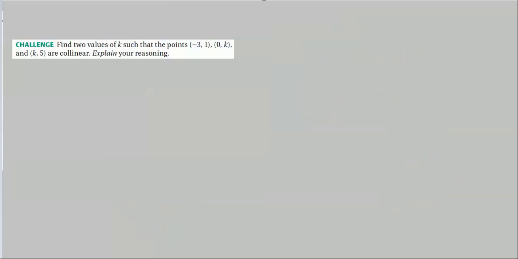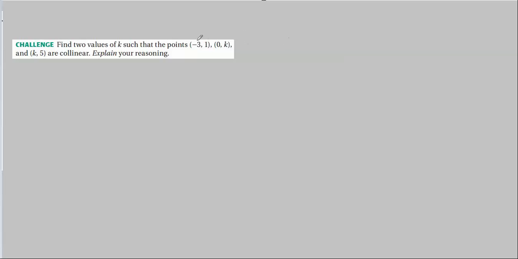And here's an interesting problem. Our job is to find 2 values of k. Well, let's start by finding 1 value of k. When we figure that out, finding the second one will probably be kind of easy. What does it mean to be collinear? Well, it means they're all on the same line. So what we would really want right off the bat is we'd want the line connecting (3, 1), (0, k), and (k, 5) to all have the same slope.